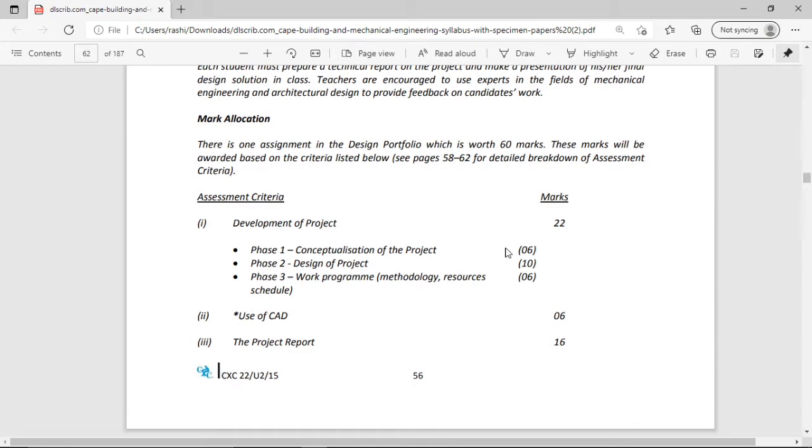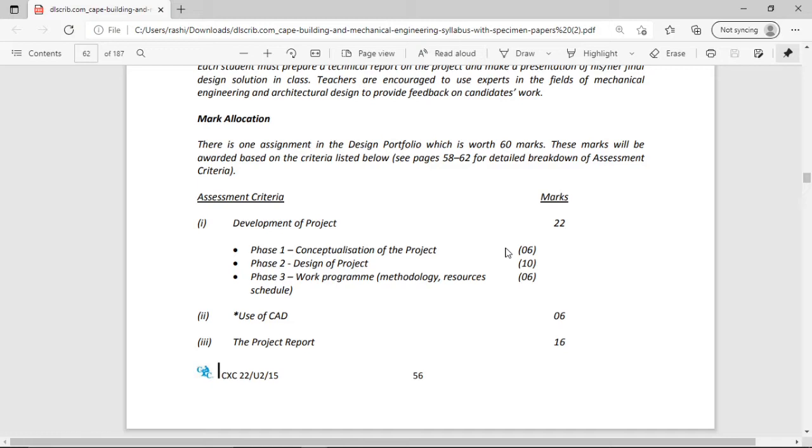It says there's one assignment in the design portfolio, which is worth 60 marks. So it's just one big assignment and everything is worth 60 marks. So each mark carries a lot of weight, because for Unit 1, the IA is marked out of 120, but in Unit 2 it's marked out of 60. So if you lose 2 marks in a 50 out of 60, that is a lot more detrimental than getting 118 out of 120. So it's important to get as many marks as possible.